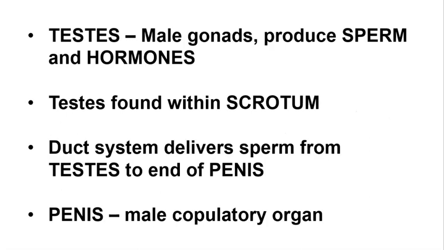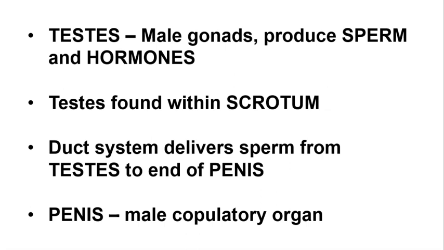So as an overview, we will examine these structures. The testes are the male gonads that were mentioned earlier, and they function to produce sperm cells as well as hormones such as testosterone. The testes are located within an external structure that's referred to as the scrotum. It is a pocket-like pouch that's composed of skin and muscular tissue. Within the scrotum and within the pelvic cavity, we see that there is a duct system that delivers sperm from the testes to the end of the penis during ejaculation.